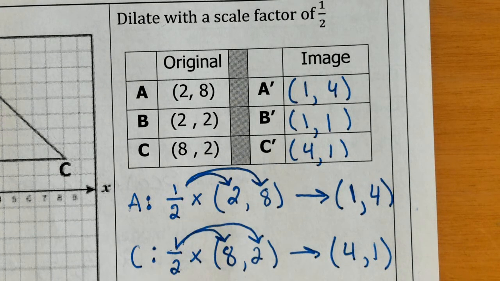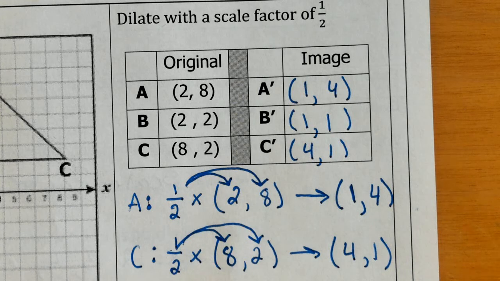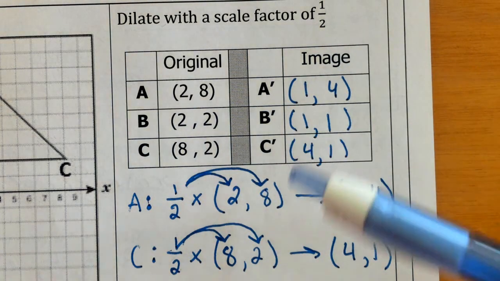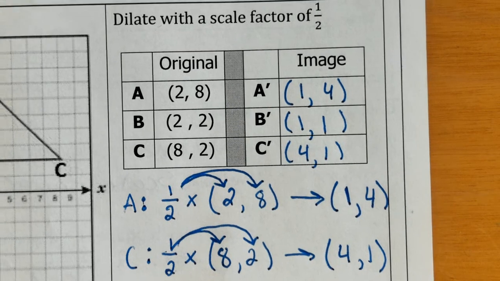Some of you might be noticing that multiplying by 1/2, you're like, well, wait a second, that's the same thing as dividing by 2. And you're absolutely correct. Okay, so if you see a scale factor of 1/2 and you want to treat it as division instead of multiplication, you're entirely welcome to do that. I just don't want you to get confused when the scale factor changes back to being a whole number instead of a fraction.